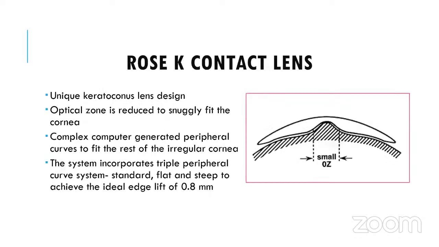Then the Rose-K contact lenses. This is a unique keratoconus lens design. Optical zone is reduced to snugly fit the cornea. Complex computer-generated peripheral curves to fit the rest of the irregular cornea. And the system incorporates a triple peripheral curve system where there is standard, flat, and steep to achieve the ideal edge lift of 0.8 mm.